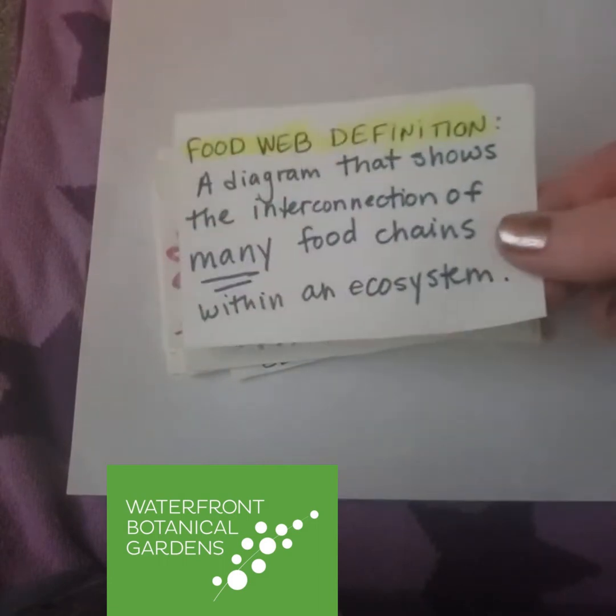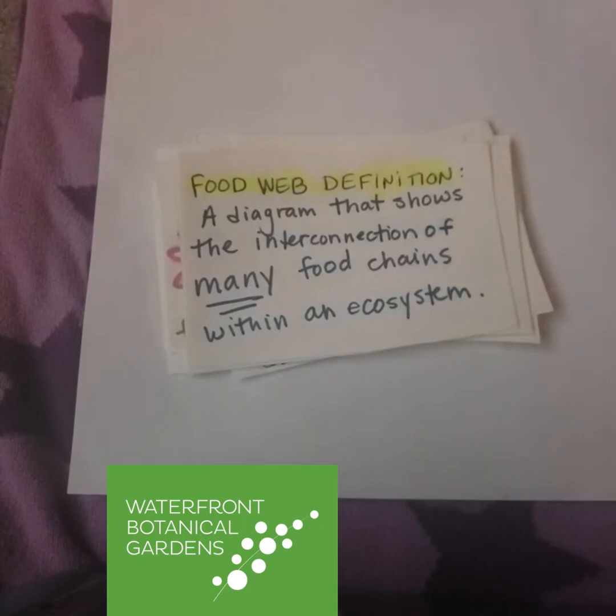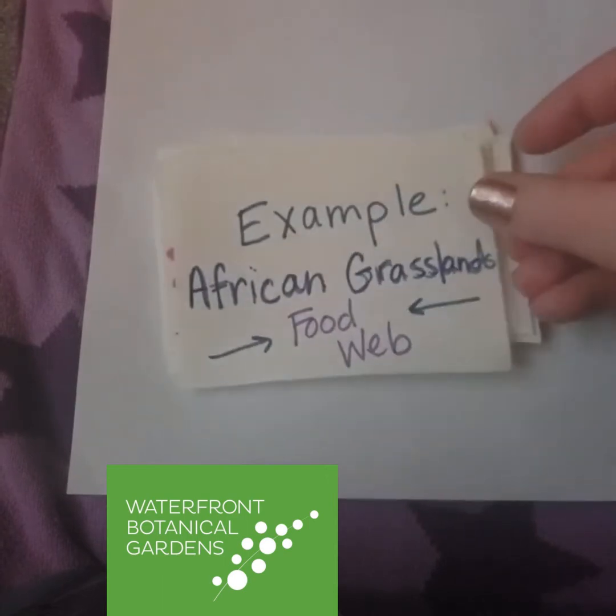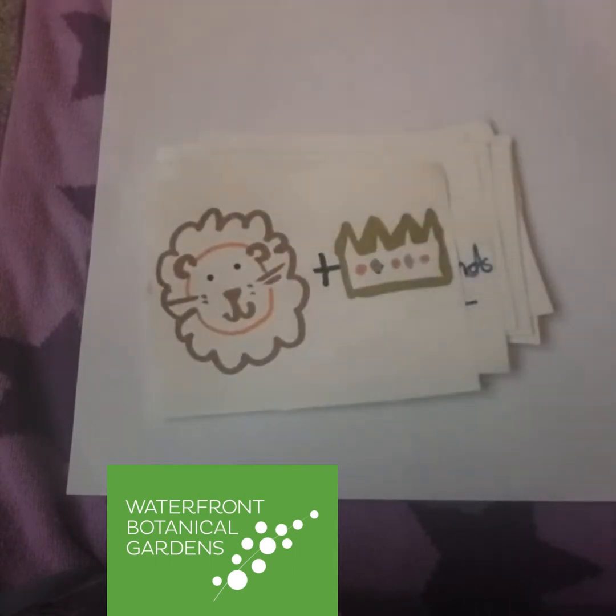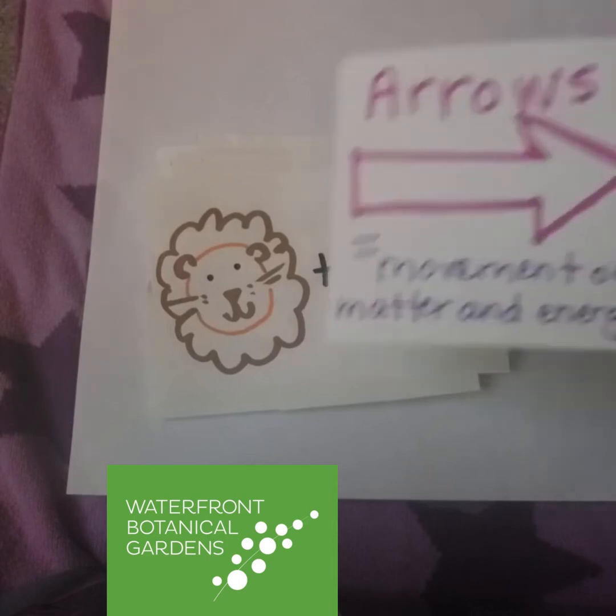So the definition of a food web is a diagram that shows the interconnection of many food chains within an ecosystem. Not just one linear food chain, but many food chains together. Today I'm going to do an example of a food web. The example I'm going to give you is from an African grassland, or African savanna, food web. I like to use this example because it reminds me a lot of the Circle of Life from a very popular Disney animated film.